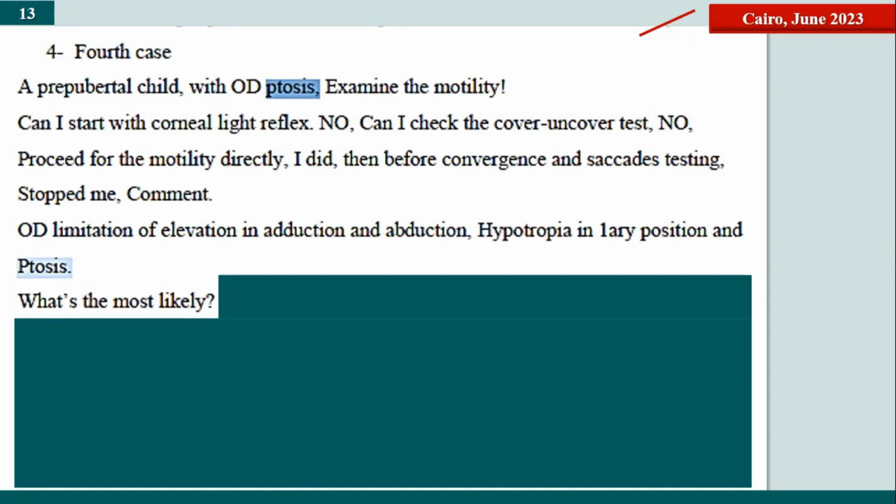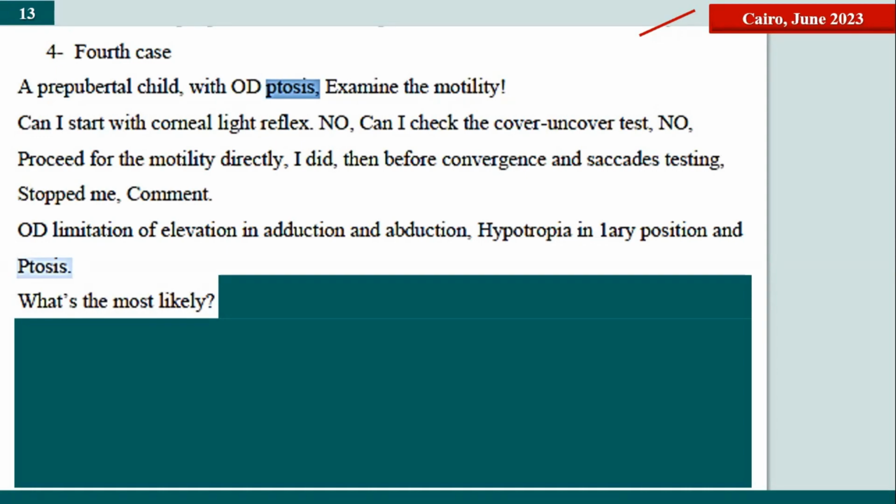She noticed on motility testing limitation in up gaze, like elevation and abduction, and hypotropia in the primary position, and ptosis. So what's most likely? What is your diagnosis? Let's summarize the findings: hypotropia on the right side with limitation of elevation and ptosis. What's your diagnosis? A third nerve palsy.